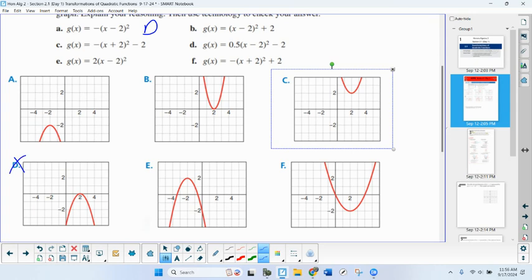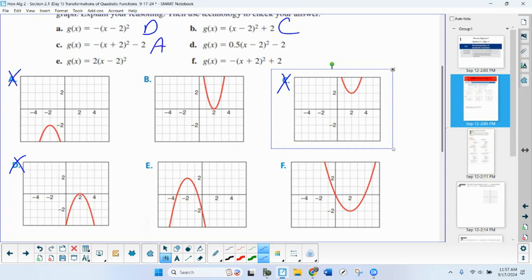Okay, let's look at equation B. What's the -2 on the inside of the parentheses going to make it do? Right 2, and then the +2 on the outside. Which one is that? C. Okay, it went right 2, up 2. So that one's done. Now let's look at equation C. The negative out front is going to make it reflect over x. +2 on the inside is going to make it left 2 and down 2. Which graph is that? A.